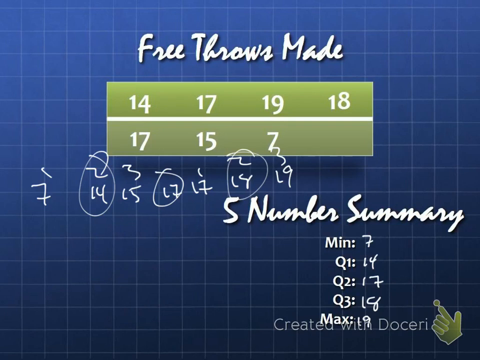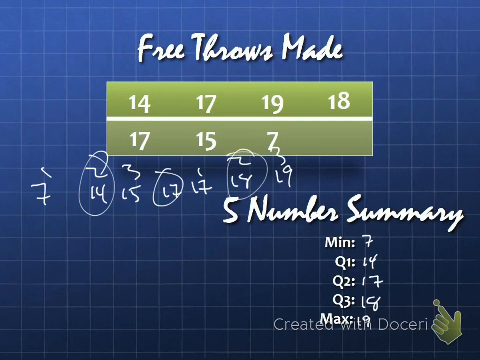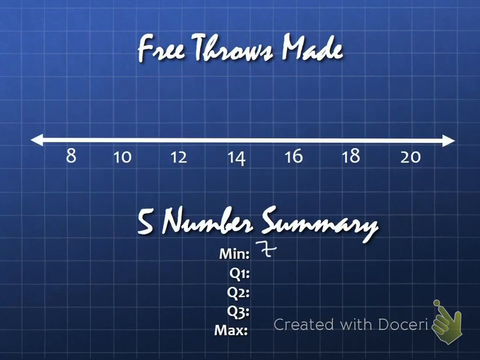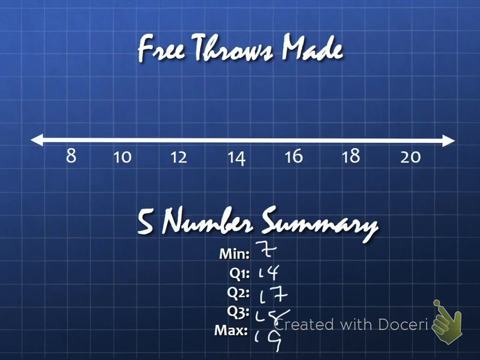And so we use those numbers and a single axis to draw our box and whisker plot. It should look like a box with some whiskers on it. So again, we bring over our 5-number summary of 7, 14, 17, 18, 19. And this is free throws made, maybe in some basketball games. And so here's what we do.